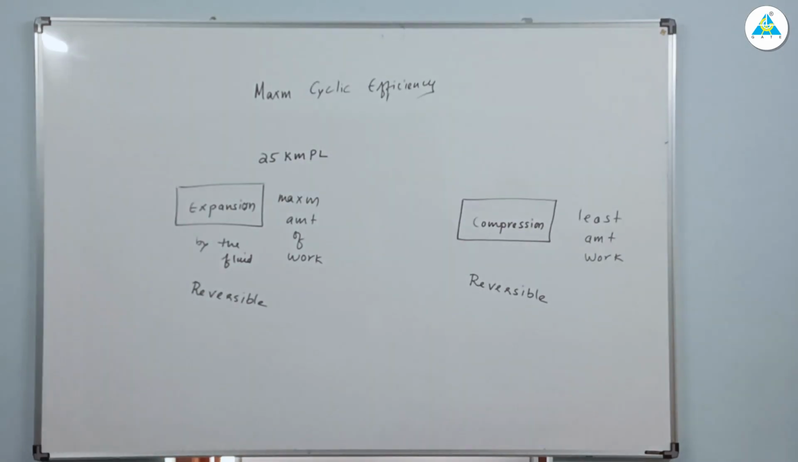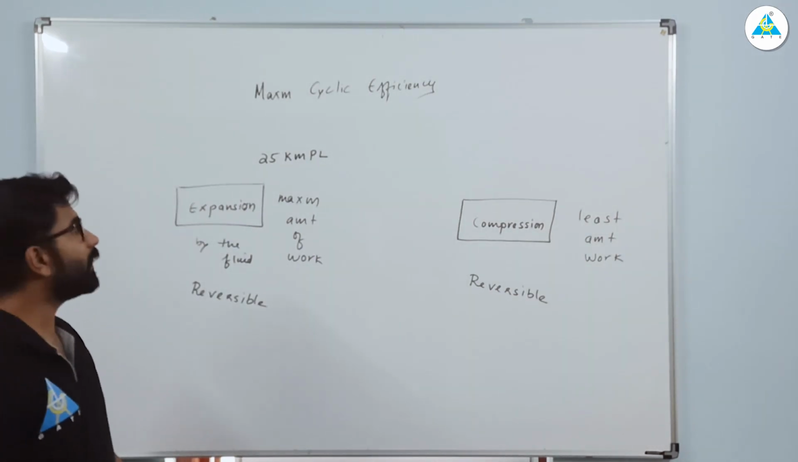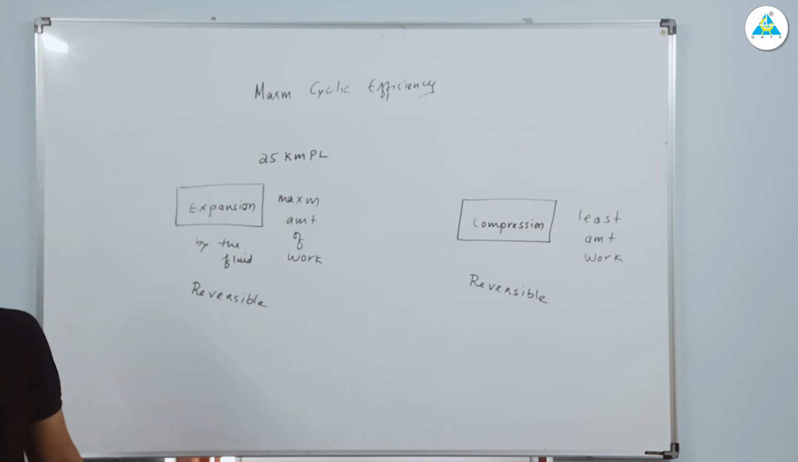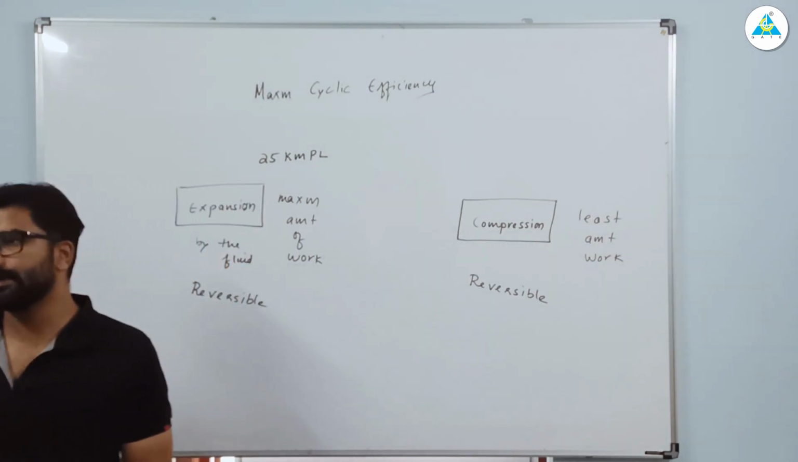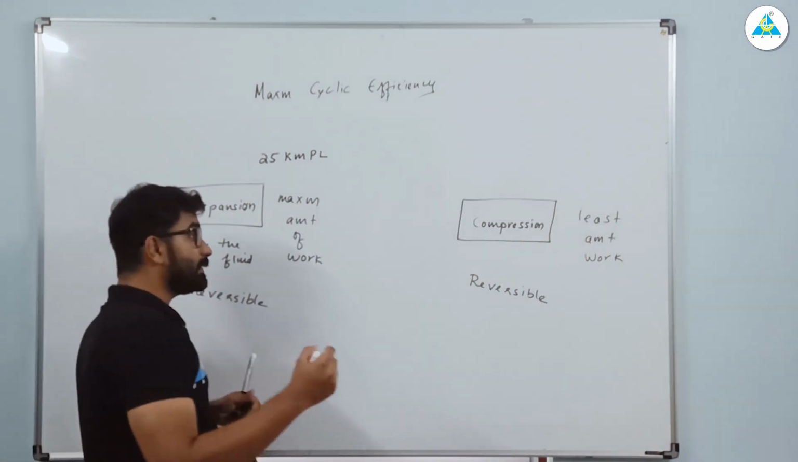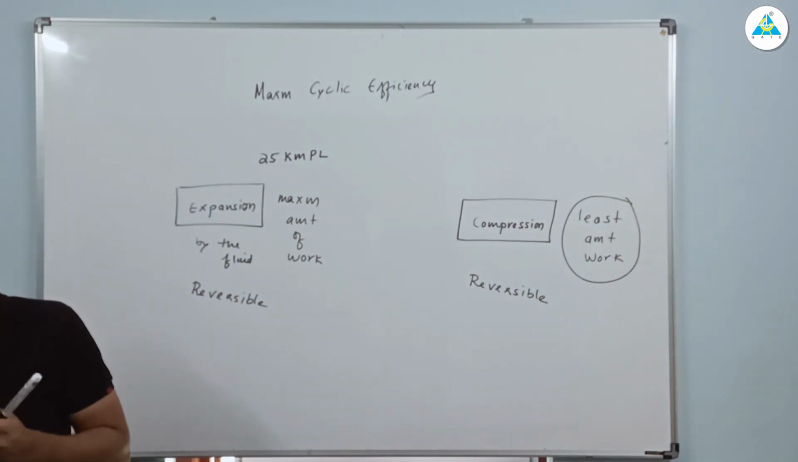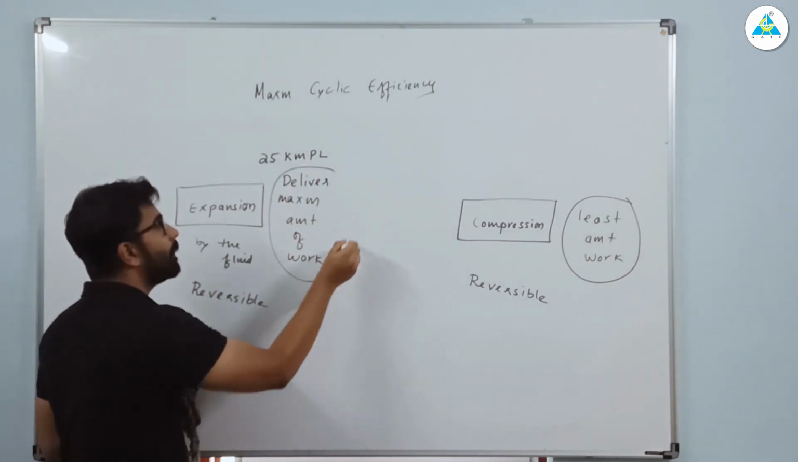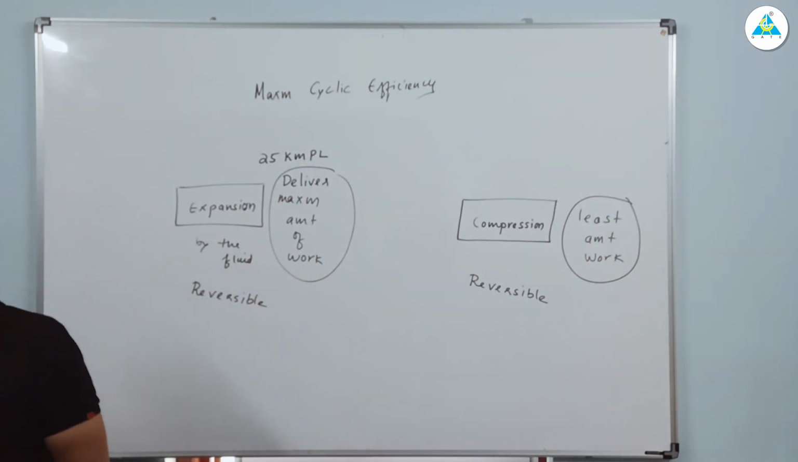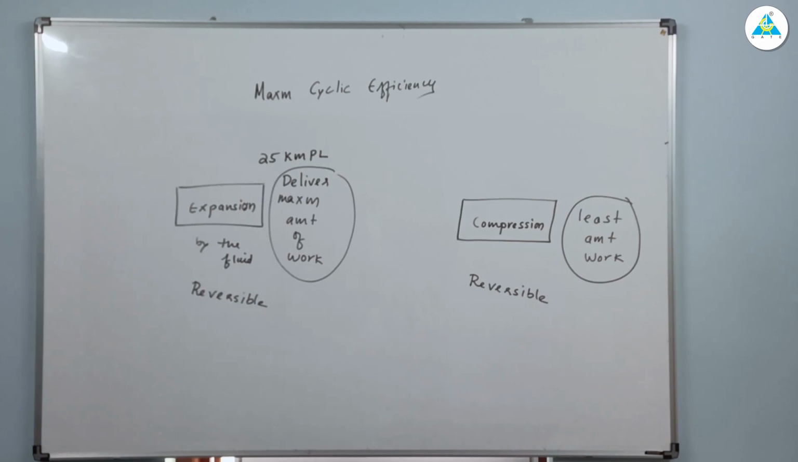Clear? I hope you understood that. If you want, you can write the statement: the cyclic efficiency can be maximized by using processes that require the least amount of work and processes that deliver the maximum amount of work, that is, by using reversible processes.